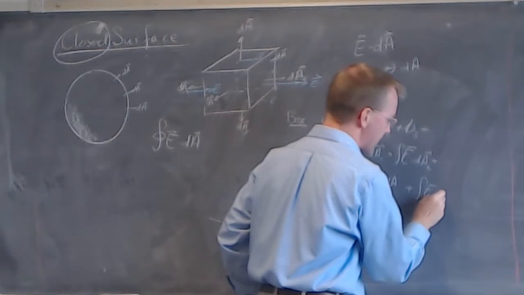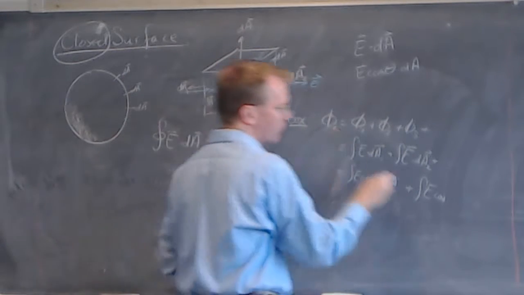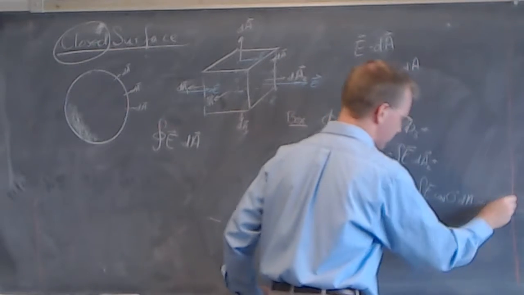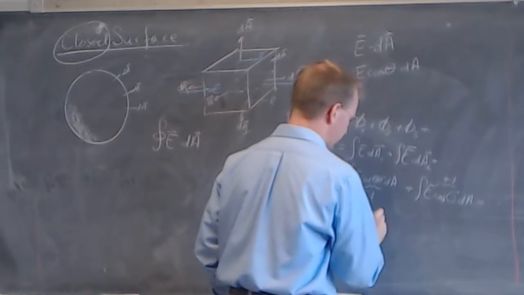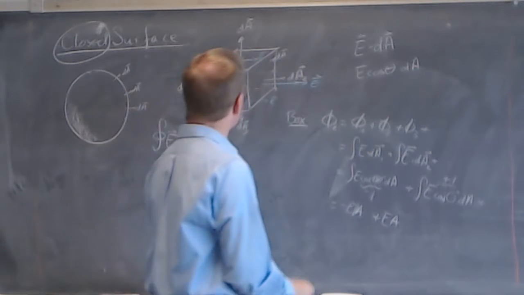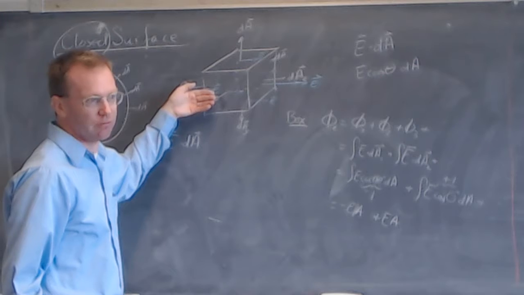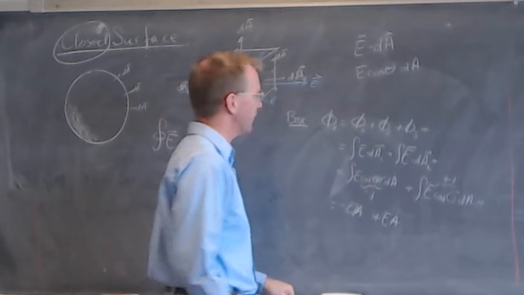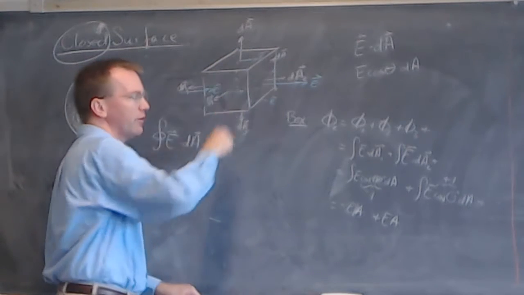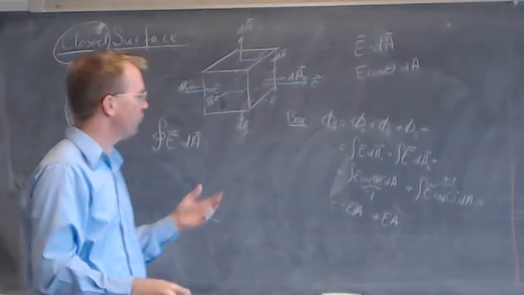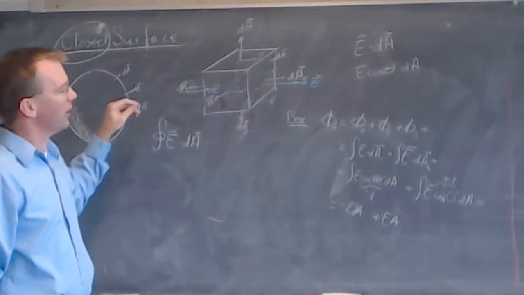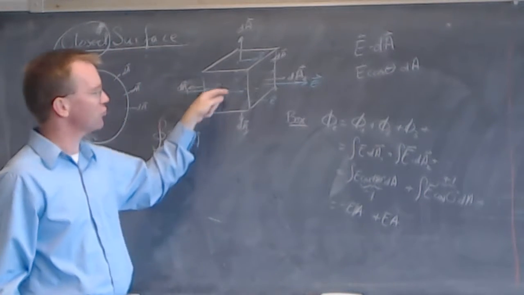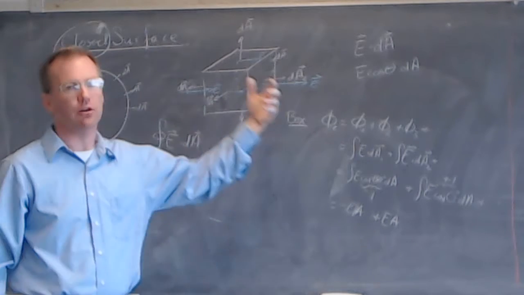Plus integral of E cosine 0 degrees dA. Cosine of 0 is positive 1. So I've got plus EA. So the flux inward here is negative, and the flux outward there is positive. And those two cancel out exactly. The flux along these other faces here is 0 because it's perpendicular. So the net flux of an electric field through a closed surface, I should say an external electric field, there are no charges inside this, the net flux through that closed surface is 0.